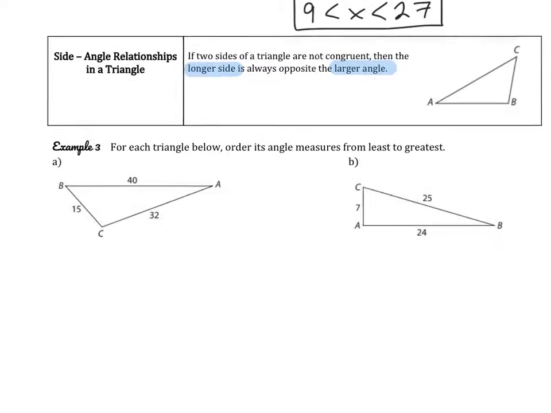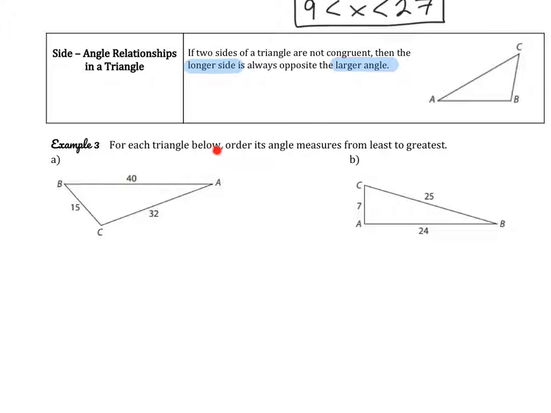So in example 3, they're asking us to order the angles from least to greatest. So we know that the smallest angle will always be opposite the smallest side. The largest angle will always be opposite the largest side. So if I want to start with my smallest angle, I'm going to look for my smallest side, and then I look opposite of it, and I find that angle A is the smallest angle.